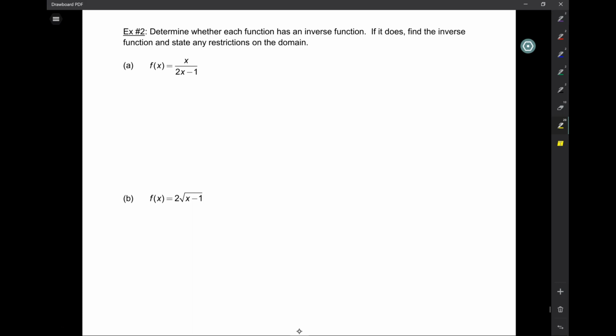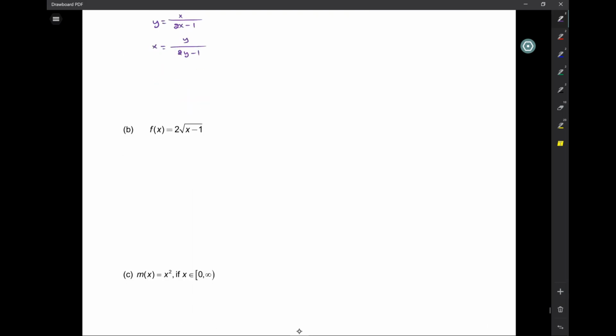Right. Exactly. Okay. So first, we're going to rewrite this as y equals x over 2x minus 1, because f of x and y are the same. And then you interchange x and y. So for each, you just swap them. So x equals y over 2y minus 1. I just switched x and y. Now we're going to solve for y.